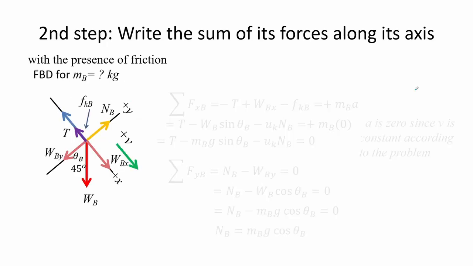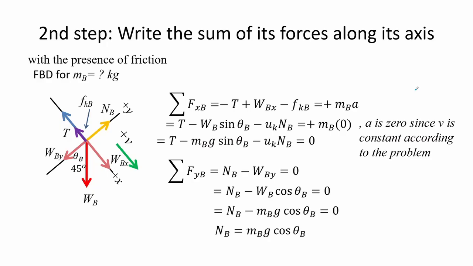Also for mass B, rewriting the sum of forces in order to incorporate the presence of friction, only the sum of forces along x is altered, and so it becomes the tension minus mass B times g times sine of theta B minus the coefficient of kinetic friction times the normal force B equals 0.